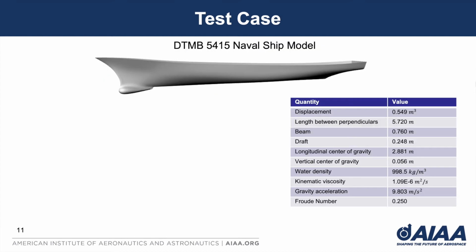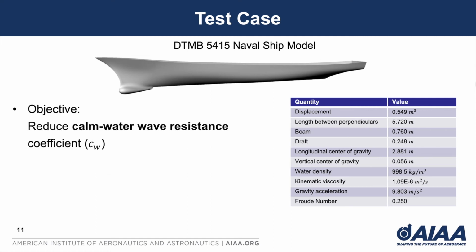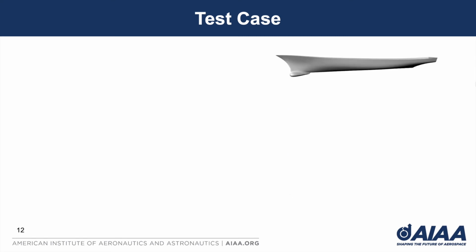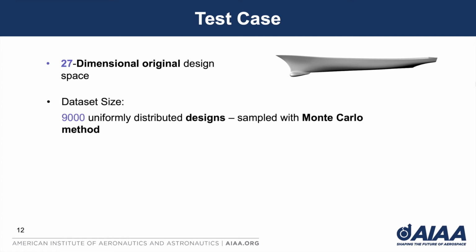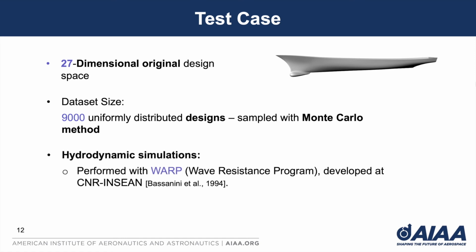To validate the proposed method, we used a widely used naval ship model, and the objective for optimization is to minimize the wave resistance coefficient. This design creates a 27-dimensional design space in which 900 designs were sampled for learning the functionally active subspace. The performance of these designs was evaluated using a wave resistance program developed at CNR-INSEAN.